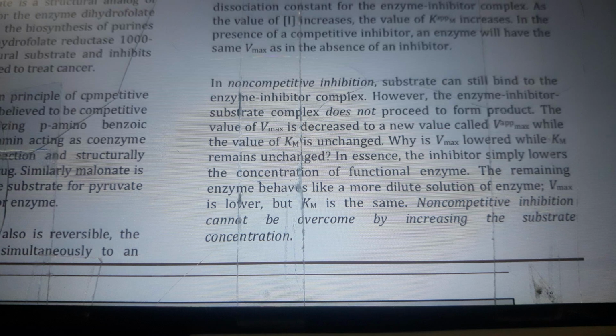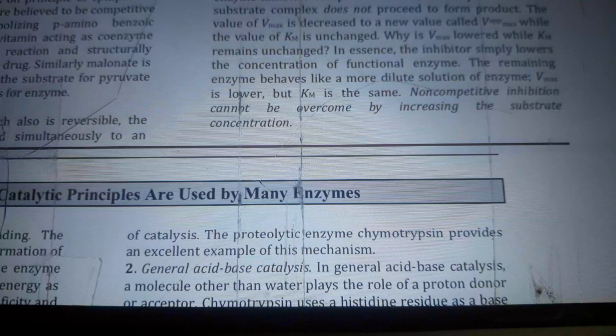As the value of I increases, the value of Km increases. In the presence of a competitive inhibitor, an enzyme will have the same Vmax as in the absence of an inhibitor. In non-competitive inhibition, substrate can bind to the enzyme-inhibitor complex. However, the enzyme-inhibitor-substrate complex does not proceed to form product. The value of Vmax is decreased to a new value called Vmax', while the value of Km is unchanged.